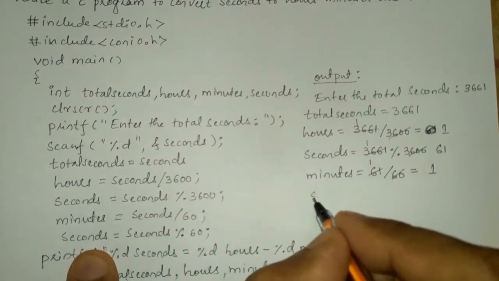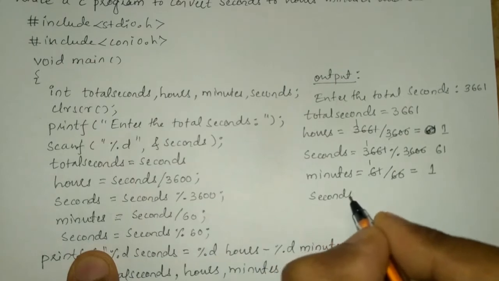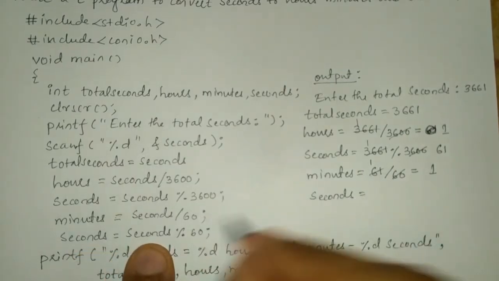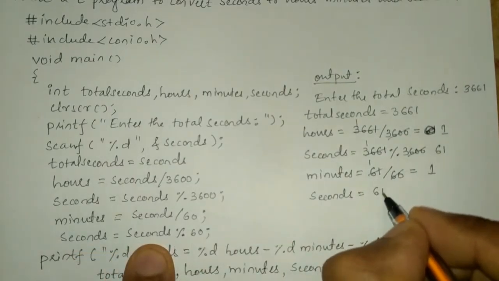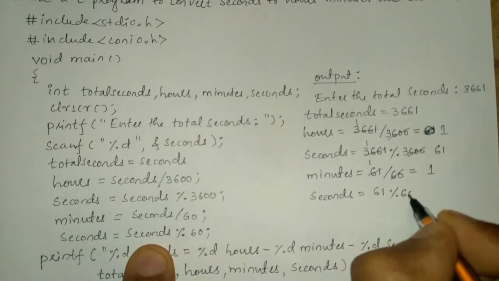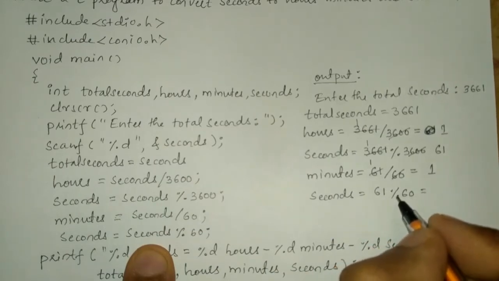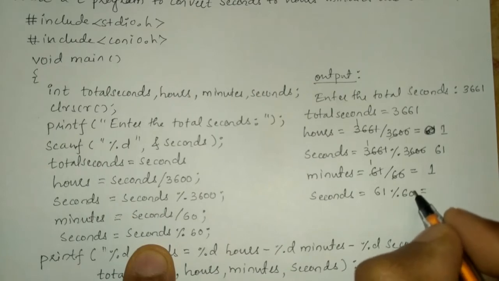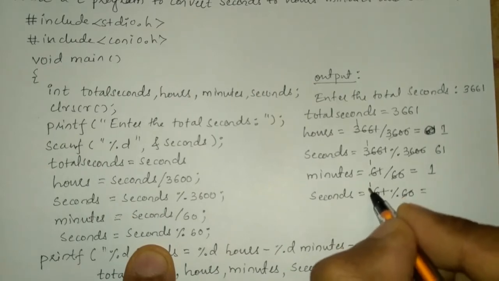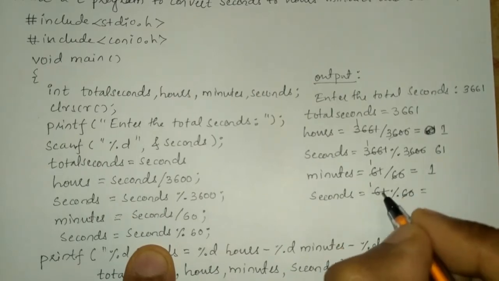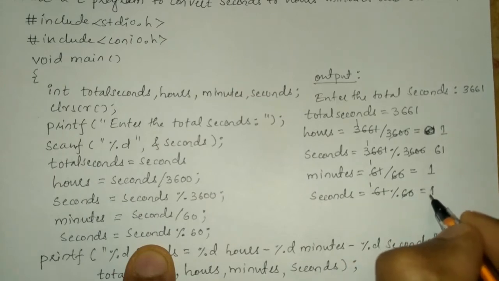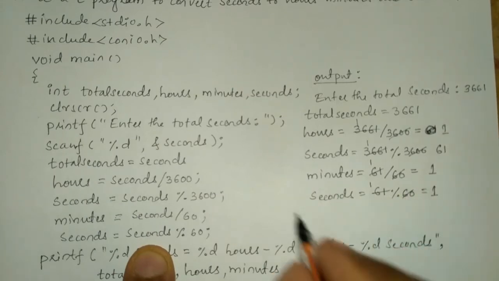Similarly, we are going to go for the next statement, that is seconds is equal to seconds, 61, modular division by 60. Modular division always returns us the remainder. 60 ones are 60, 1 is the quotient. 61 minus 60 gives me 1. So here 1 is stored in seconds.